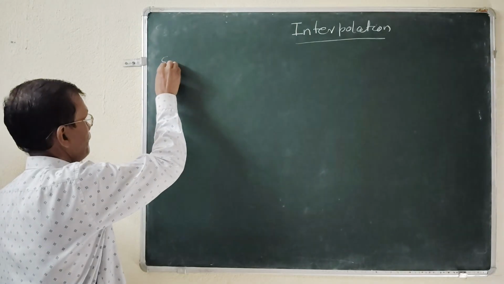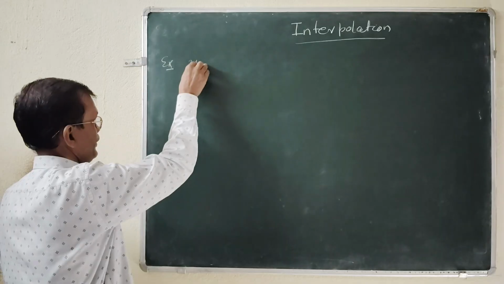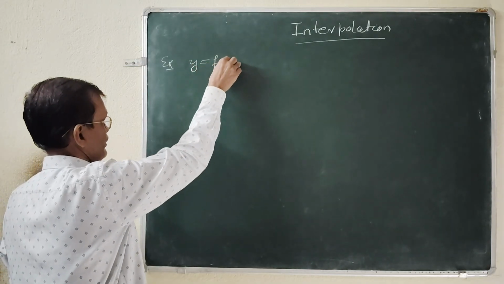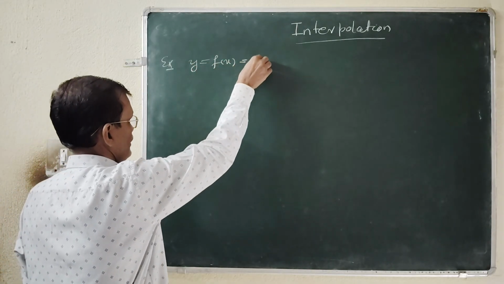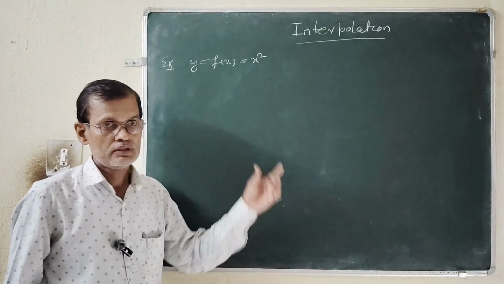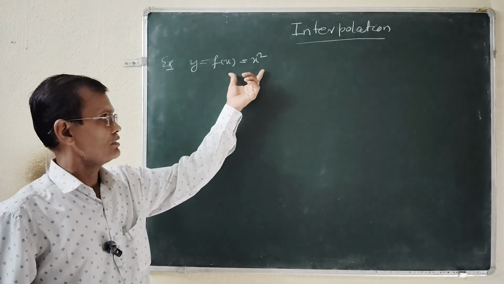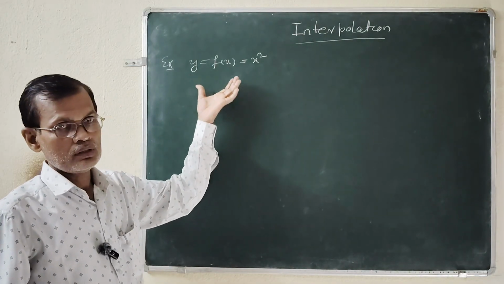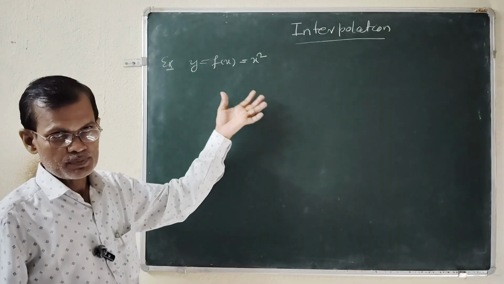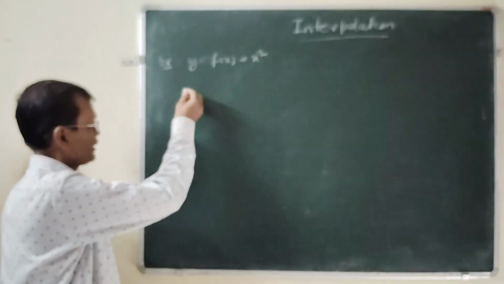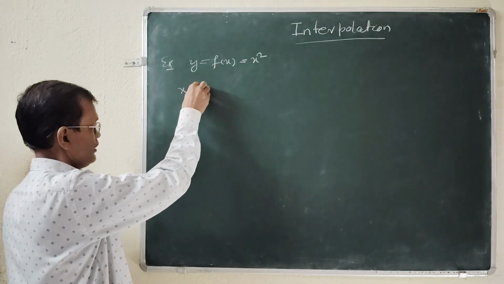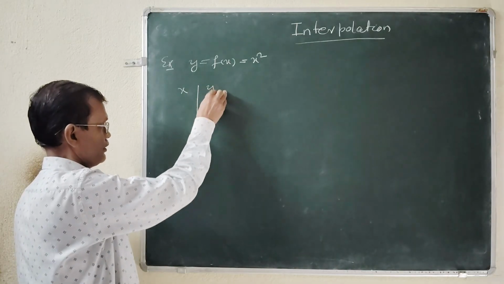Say y is equal to f(x) is equal to x square. So this is a given function, y is equal to f(x) is equal to x square. If we consider this function, corresponding to that function we consider the data. Say this is x and this is y, right?